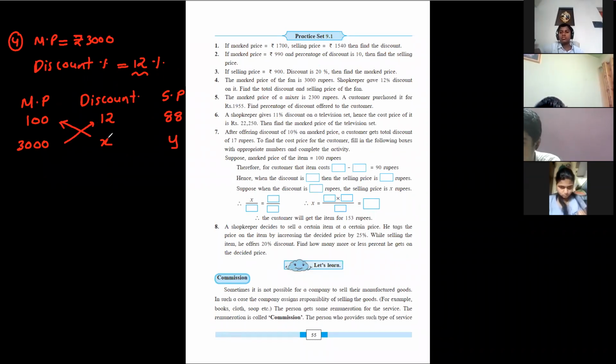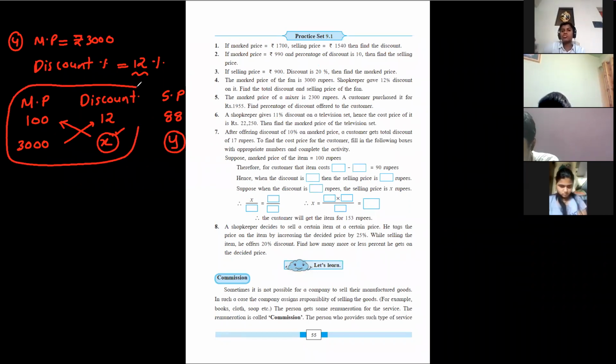Now, first thing is calculate this by using mark price and discount. Because over here, if you see, you have only one variable, one unknown you can say. But if we use discount and selling price, you have two unknowns over here, X and Y. So you can't solve this. So first thing what we'll do, we'll solve the mark price and discount part. How will we solve this? Very simple. X will be equal to 3000 into 12 and 100 will be in the denominator. These two zeros will get cancelled. 30 into 12 will be what? It will be rupees 360.